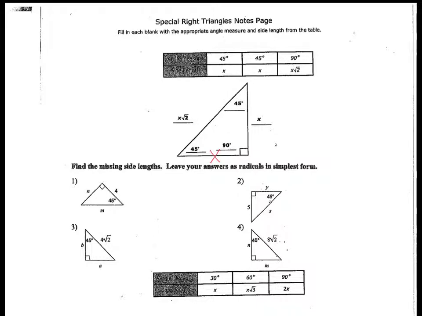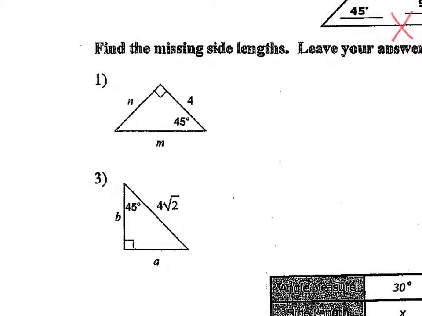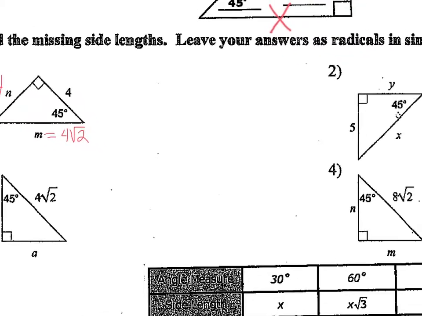Great. And now in problem number 1, what is n equal to? If we're missing that n, how much is n supposed to be? 4. That would be 4, because it's going to be the same thing, right? It's going to be 4. And m would be 4 square root of 2. That is right.